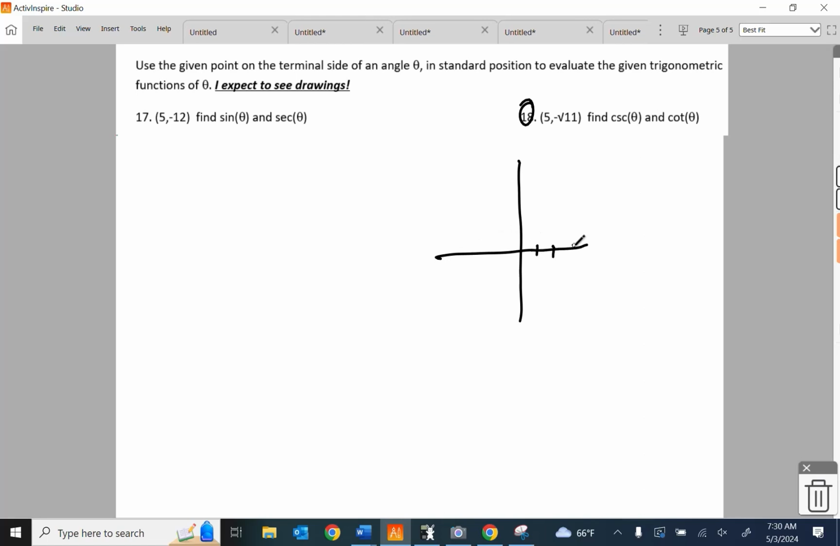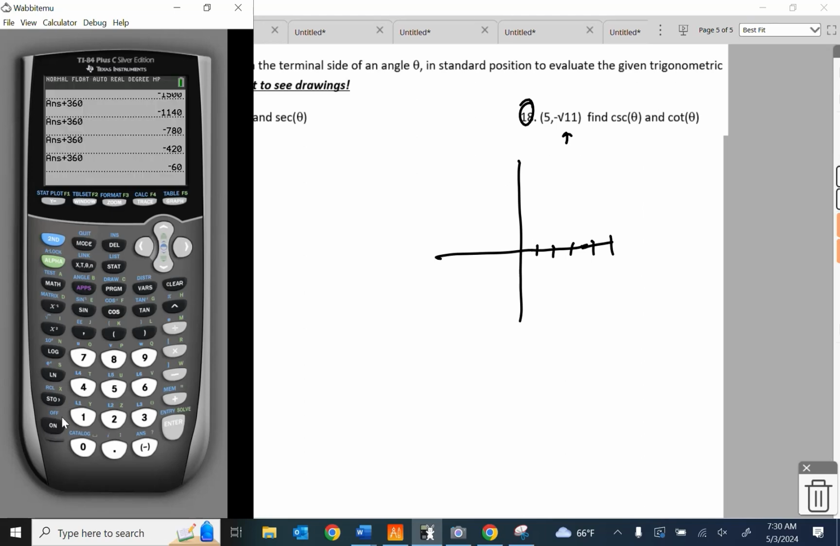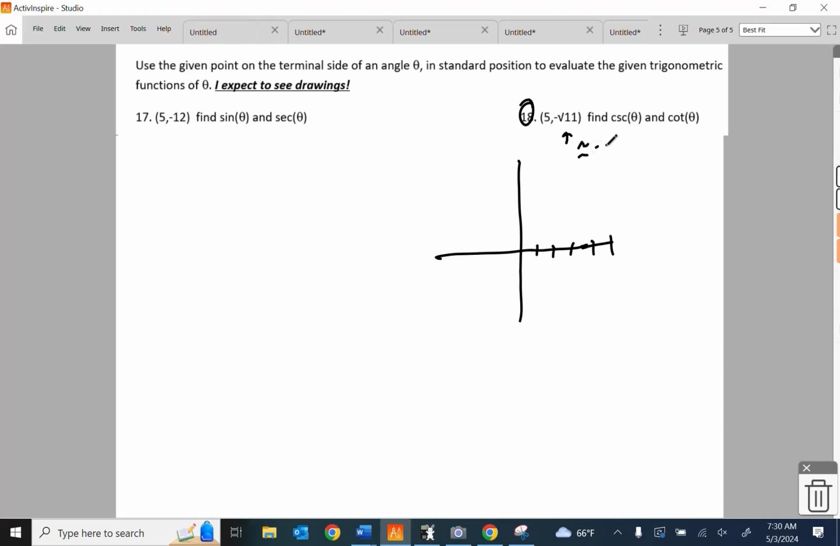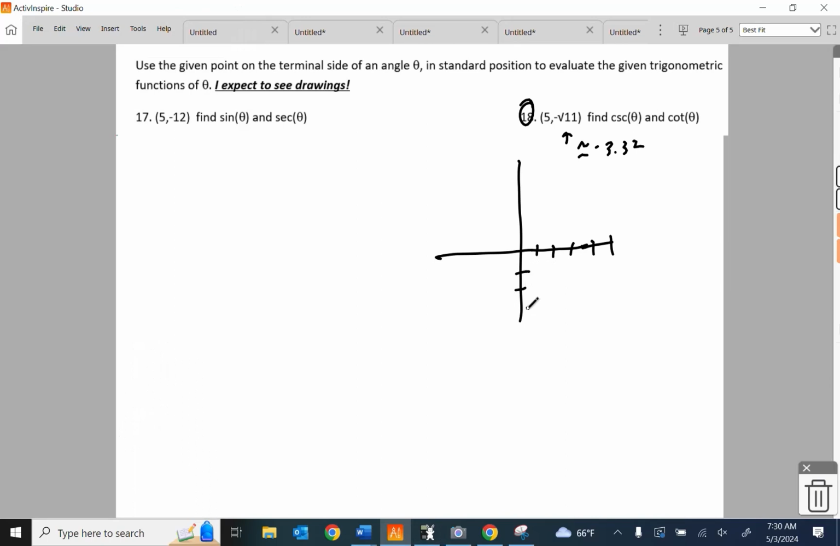It says go right 5, and then go up root 11, or sorry, go down root 11. Like, what is root 11? It's a little over 3. Anyways, so I go down 1, 2, and a little bit more. So it'd be about right here.